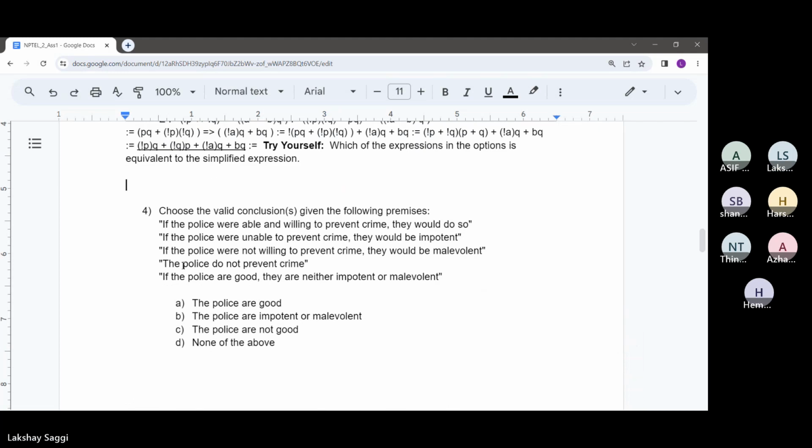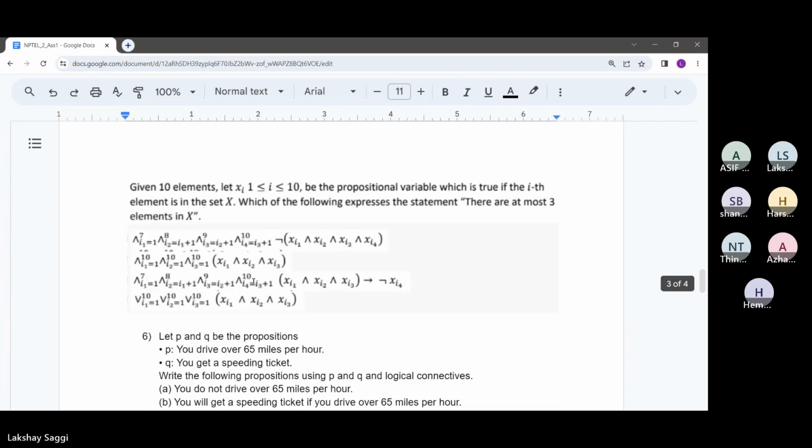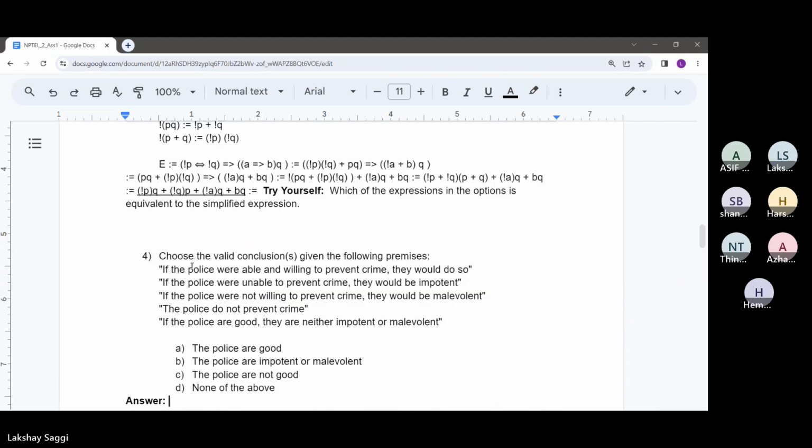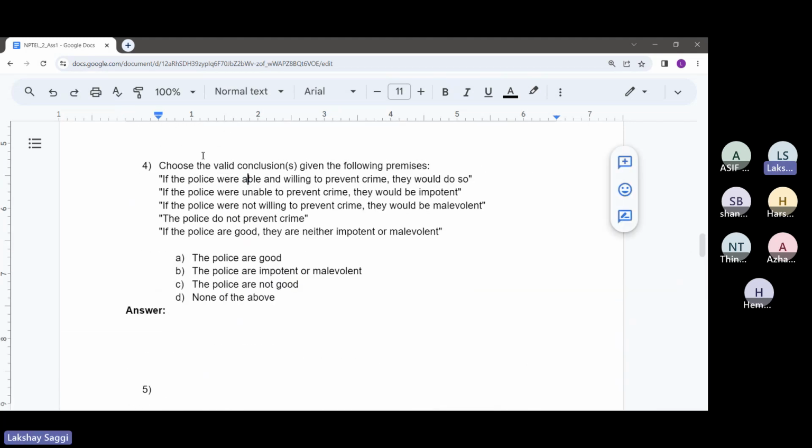Now let's maybe move on to question 4. So question 4 is actually: choose the valid conclusions given the following premises.